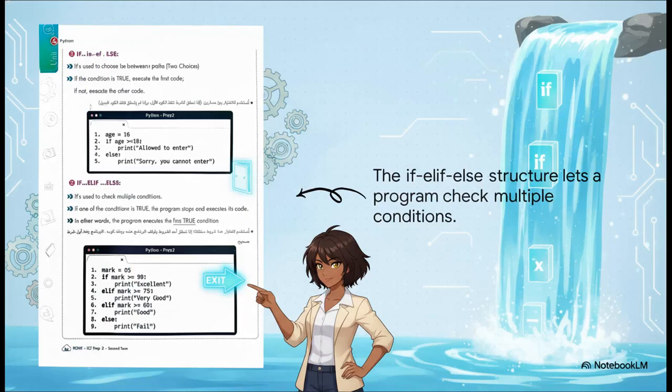And here's what that waterfall looks like in actual code. We use something called elif, which is really just short for else if. So imagine a student gets a score of 85. The code first asks, is the mark 90 or more? Nope. So it flows down.